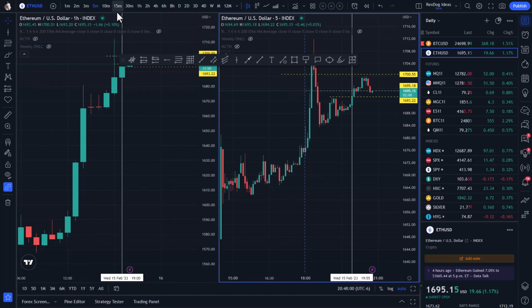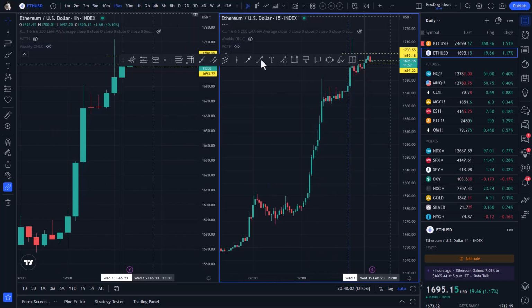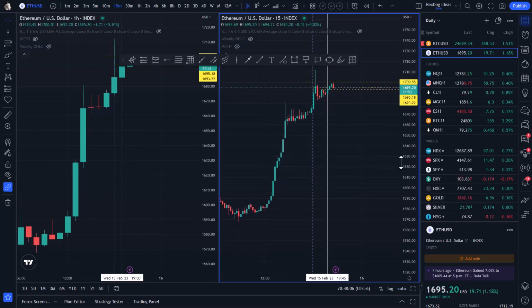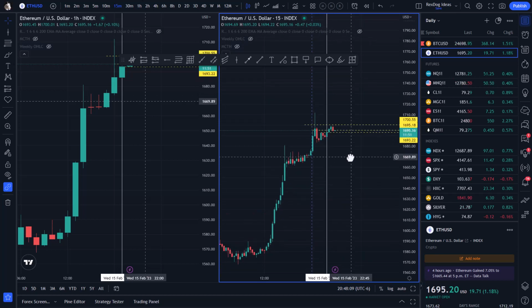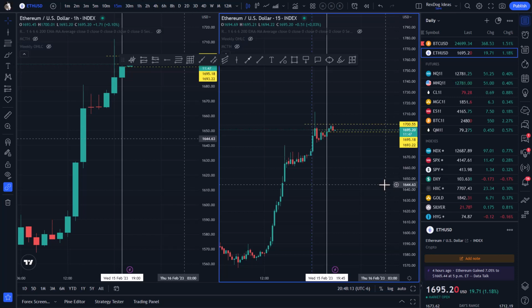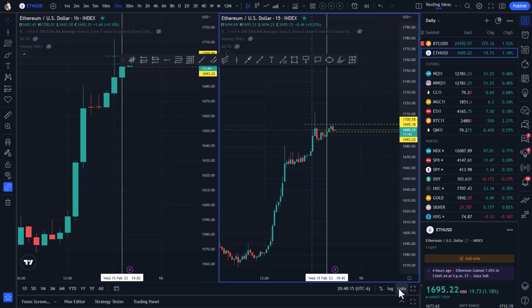So if you do 15 minute, each candle will be what? 15 minutes. Yeah. And you read the candles the same way, where you have the open, high, low, and close. So that's really the basics of this.